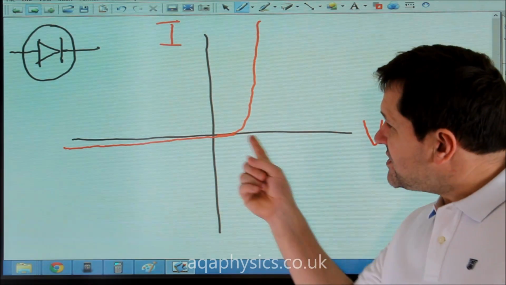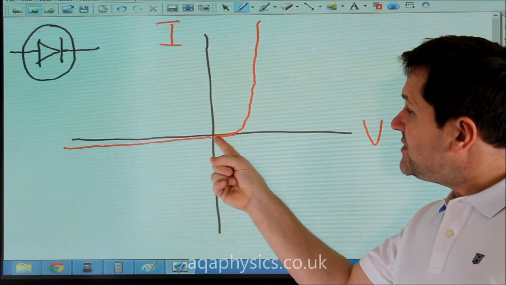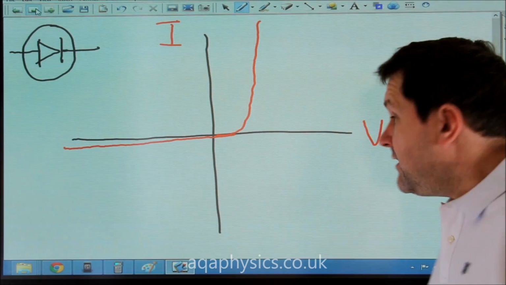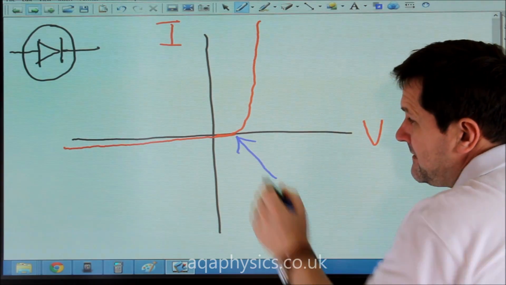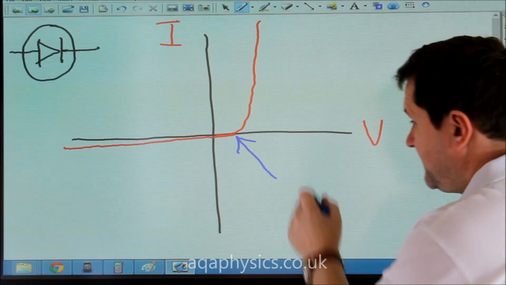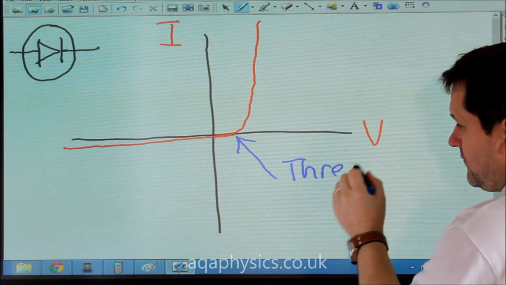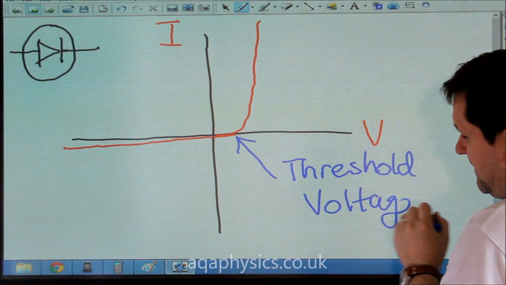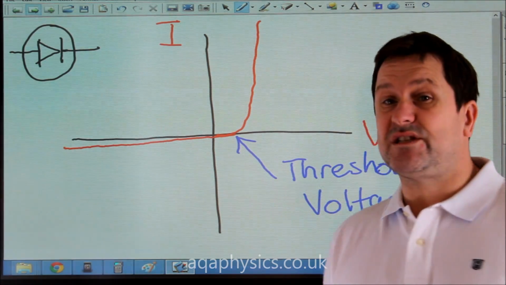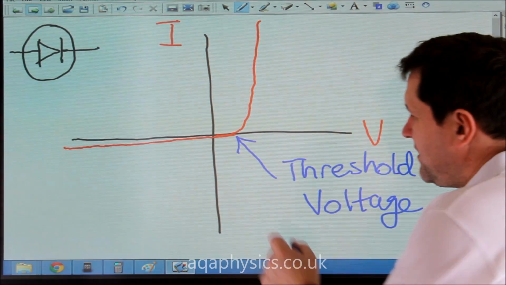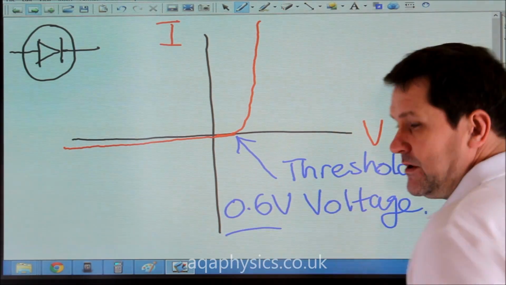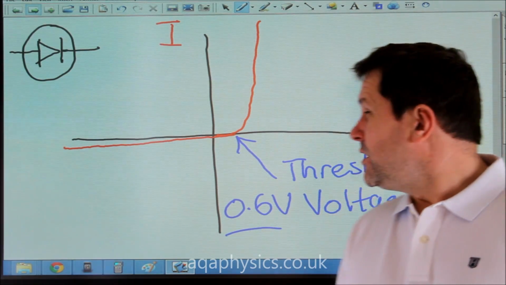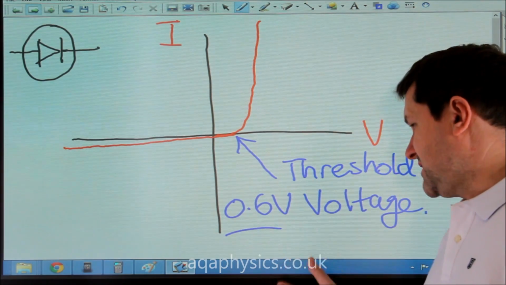Now then, you'll notice it doesn't suddenly start flowing once we reach 0 volts. That's because it needs to reach this point here. Now this is called the threshold voltage. Now, the threshold voltage is normally equal to 0.6 volts. Now, depending upon the question, they might say to you it's 0.7 volts, it's 0.65 volts, but normally, as a rule, it's about 0.6 volts.